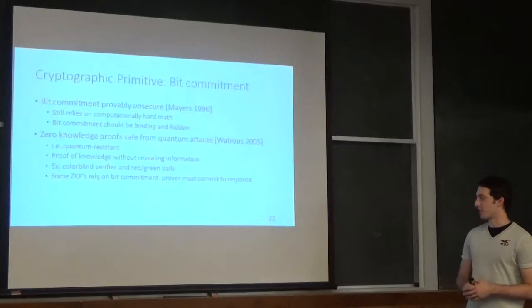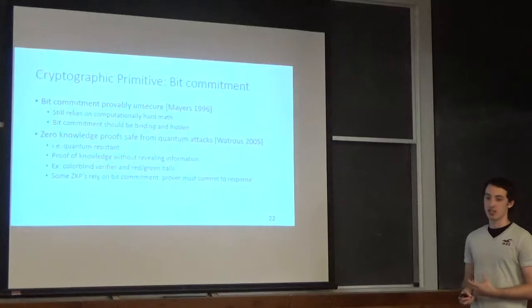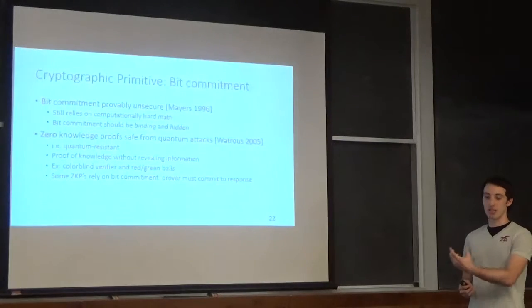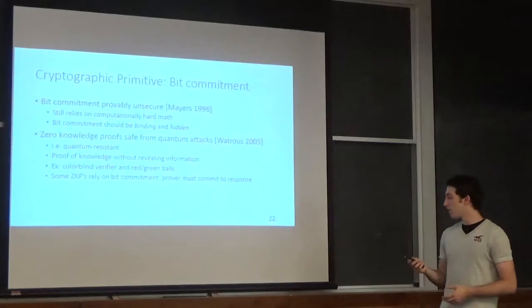So some of these zero-knowledge proofs actually rely on bit commitment, such that the guy who's proving, for example, that he knows that there are different colors, is required to commit to a response before the reveal phase.